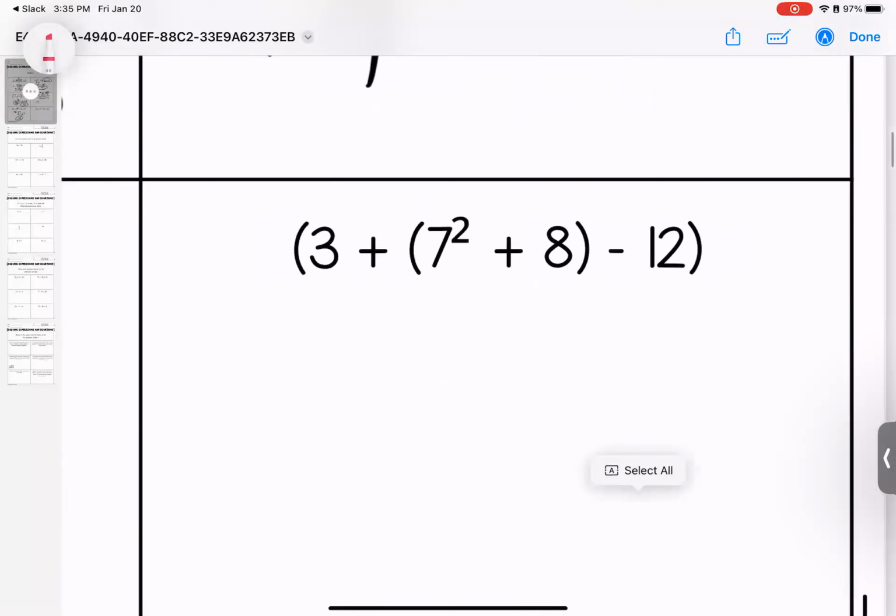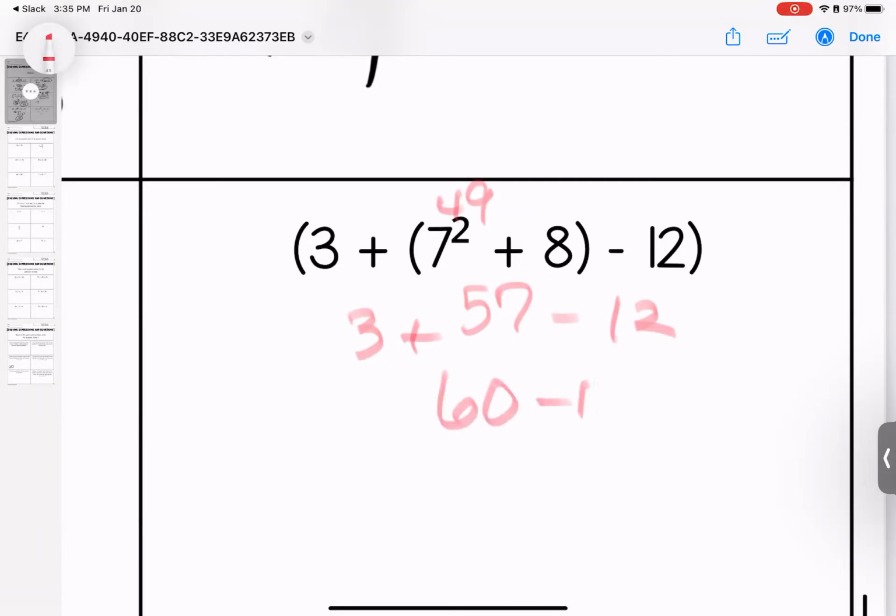Last one on this page, 7 squared is 49. 49 plus 8 is 57. So 3 plus 57 minus 12. 57 and 3 is 60, minus 12 leaves us with 48.